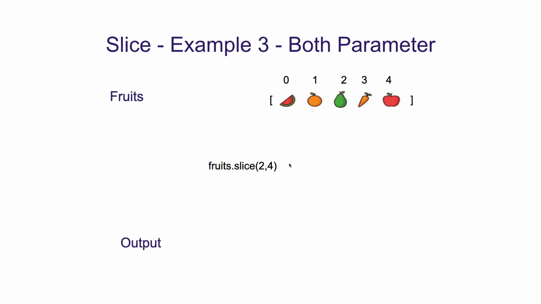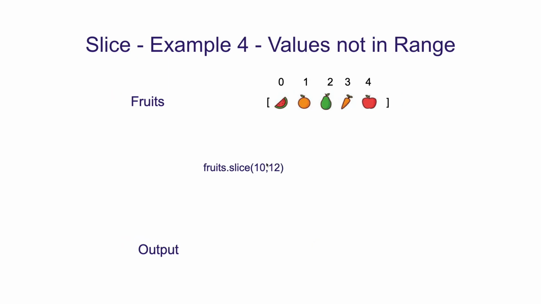In example 3, we are going to use slice with two parameters. Here in this example, you can see the same input array with 5 fruits and we are calling slice with two parameters, 2 and 4. This means that we are going to start our subarray with the index 2 and end at 4, where 4 is not included. Here you can see the output. It contains only the element at position 2 and position 3.